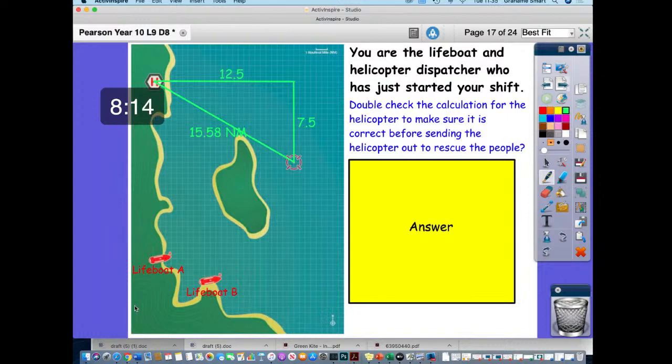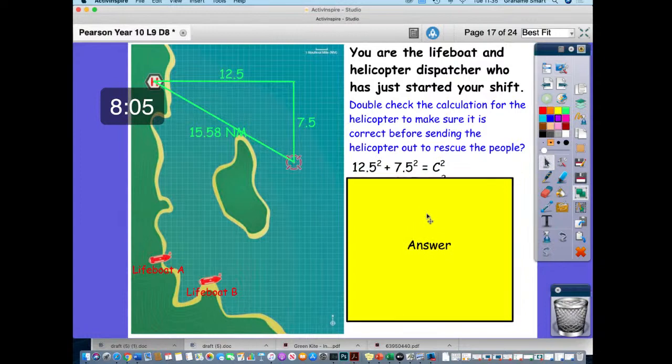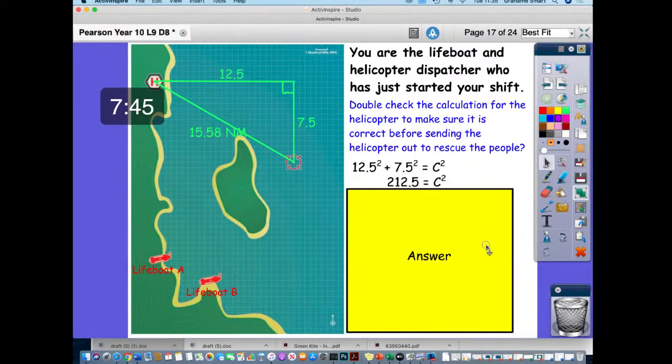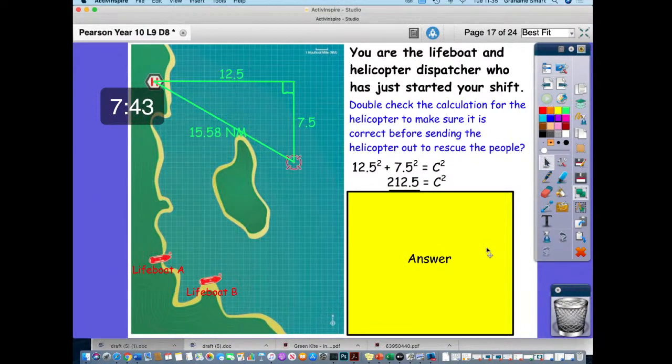Okay, so let's just check this calculation. Did this helicopter dispatcher do the calculation correctly, or have they just written something down wrong? Have they made a miscalculation? Well, let's just have a quick look. So 12.5 squared add 7.5 squared. We can see on the diagram here that the vertical and the horizontal meet at a right angle. So there is a right angle there, and we can see that visually, so I'm going to add that on because I can see it. And from there, the only thing that can possibly have gone wrong is a calculation error, but it might be right. So let's just check it out.